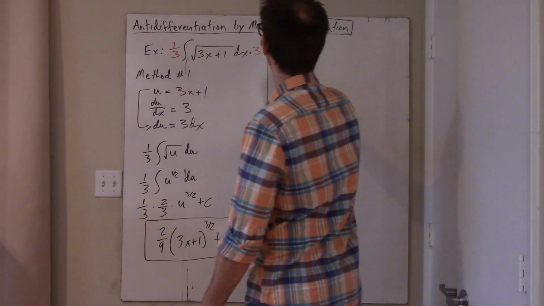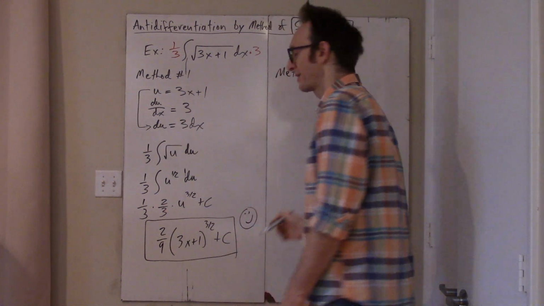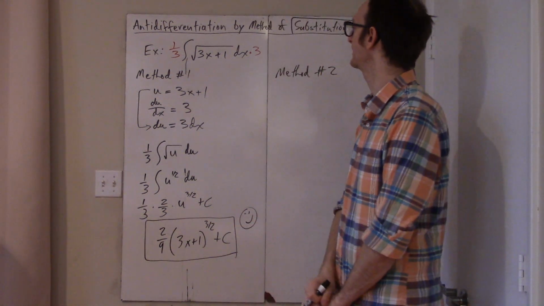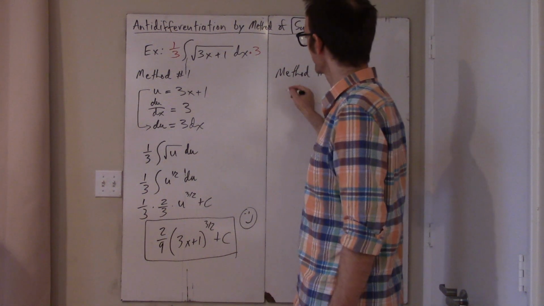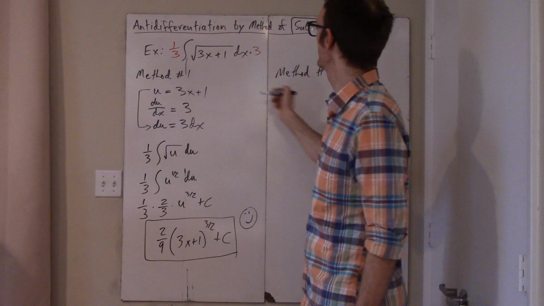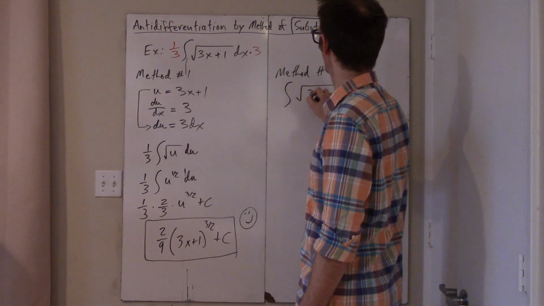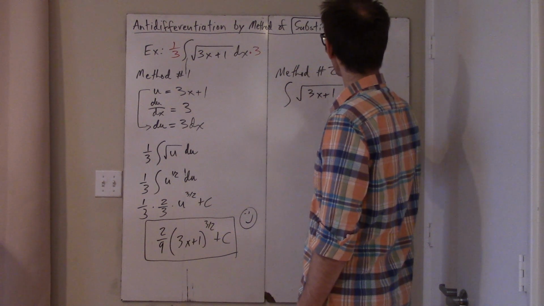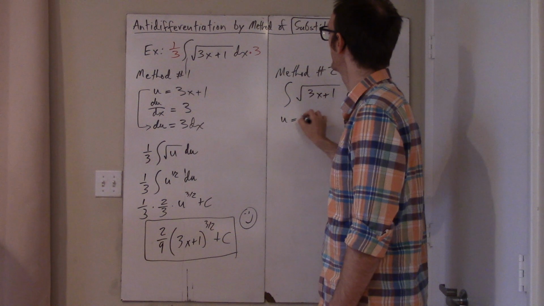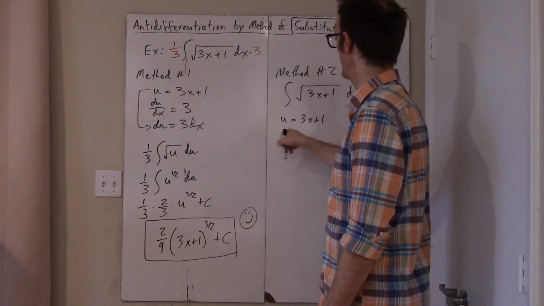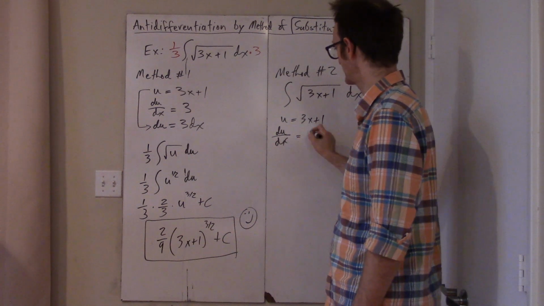What's method number 2? It's not even different, it's just the same thing, but slightly stylistically different. Some people prefer this, and we should be aware of both methods. So it's the same problem. I'll rewrite the problem, the square root of 3x plus 1 dx. And now you still let u be 3x plus 1. You still differentiate with respect to x and you get 3.